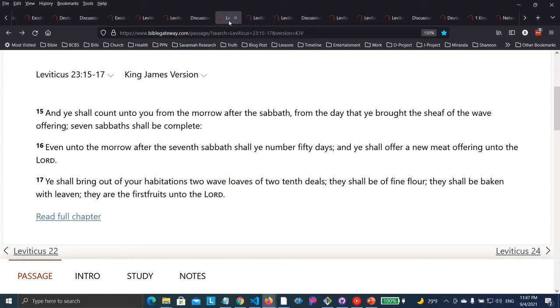Okay, notice first fruits again here. These are the first fruits of the wheat. But notice, the morrow after the Sabbath, you count what? Sabbaths. 7 Sabbaths shall be complete, a total of 50 days, even the morrow after the 7th Sabbath. So again, it's a day after a Sabbath. In the 50 days is where we get Pentecost from.